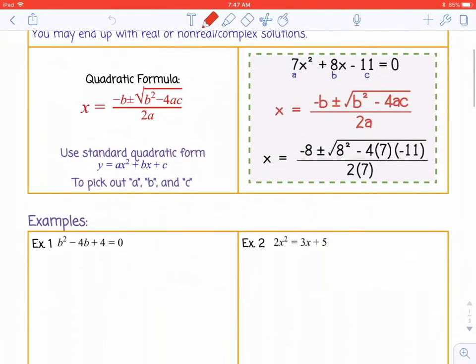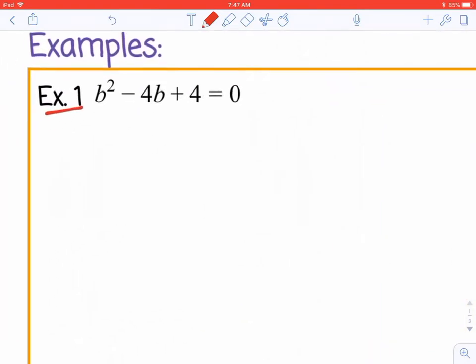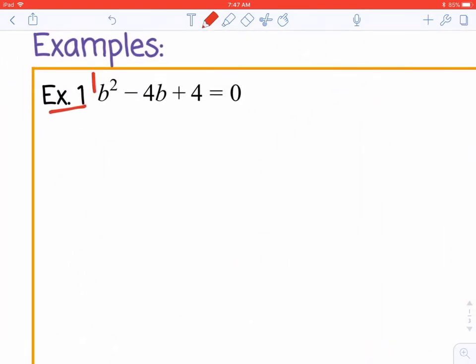So first we're going to use our standard form to find the discriminant that we've already talked about. So in example 1, we have A would be equal to 1, B is -4, and then C is 4. So I'm going to first find the discriminant because then it will make my quadratic formula easier in just a minute. So I have B is -4.